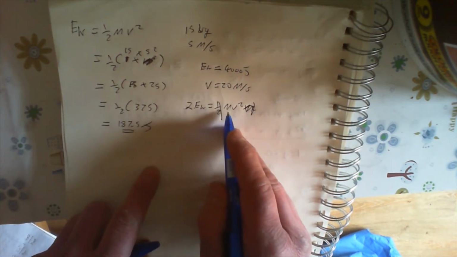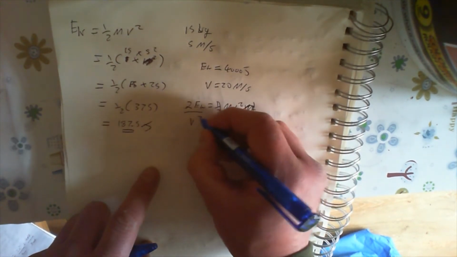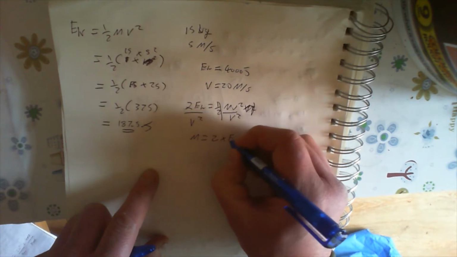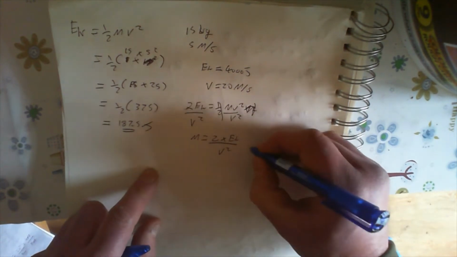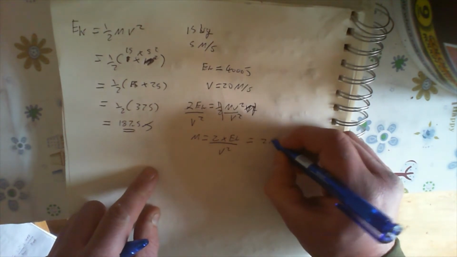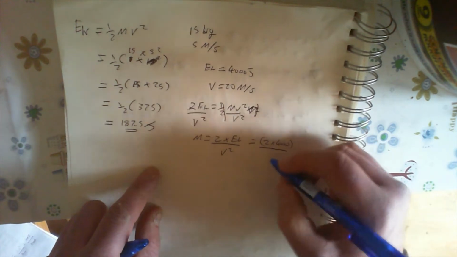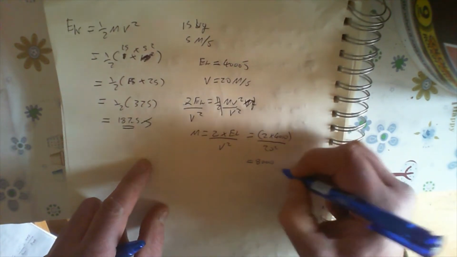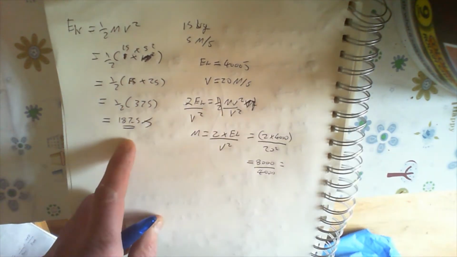We want to know what m is, so divide that by v squared. Do the same to the other side. So the mass is going to equal 2 times the energy divided by the velocity squared, which equals 2 times 4,000 divided by 20 squared. So that's 8 thousand divided by 400.